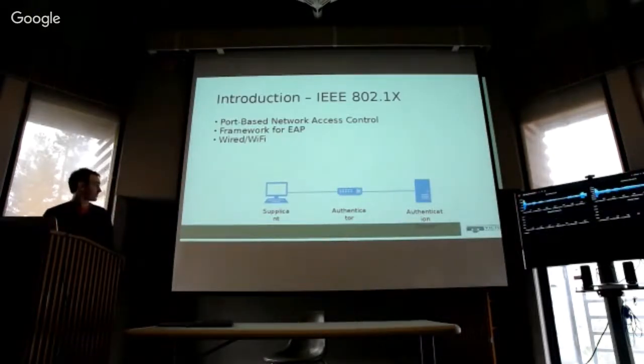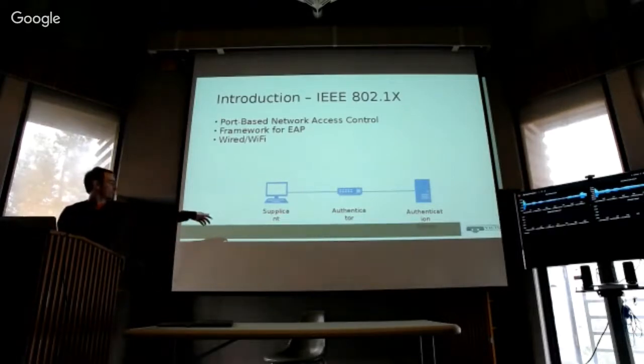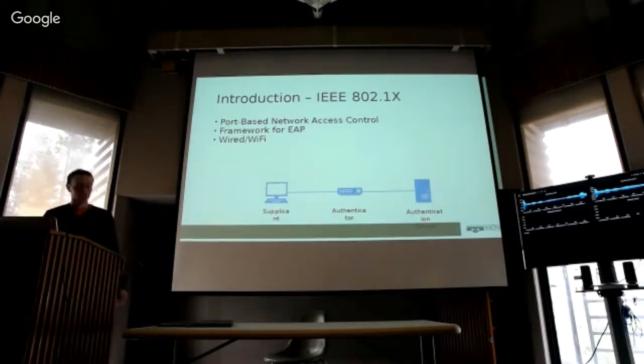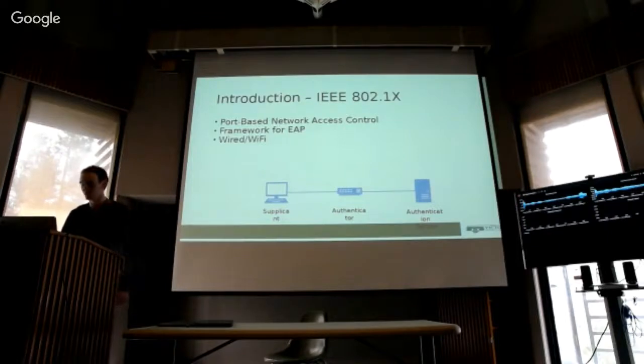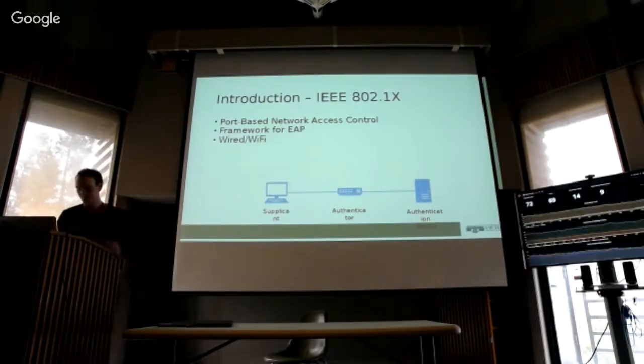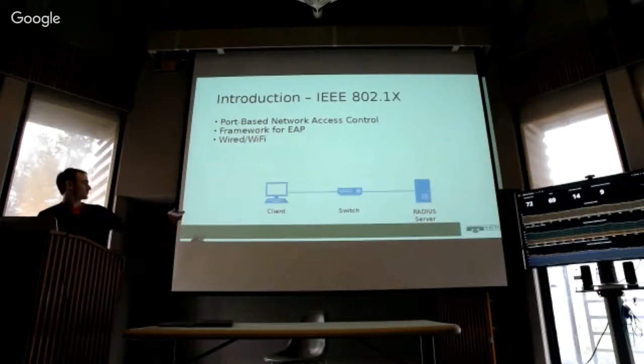So basically, we have 3 main nodes. We have the supplicant, which is basically a client, the authenticator, which is a switch or an access point, and then we have an authentication server, which is our RADIUS server generally. What basically happens is the client sends an EAPOL message to the switch, which then rewraps that message up into a RADIUS message and sends it to the RADIUS server.